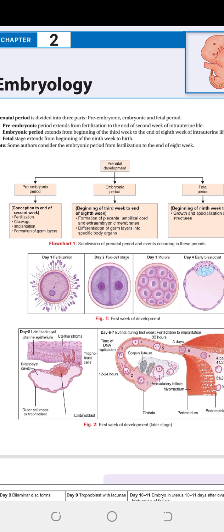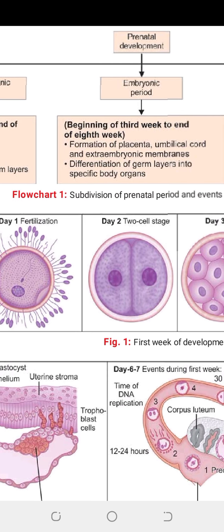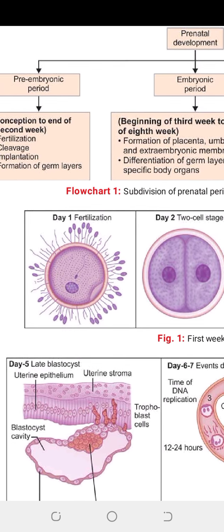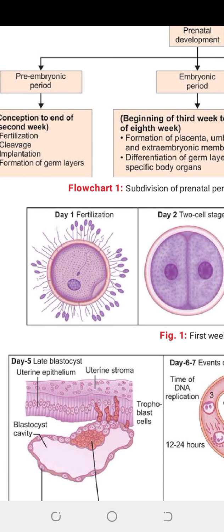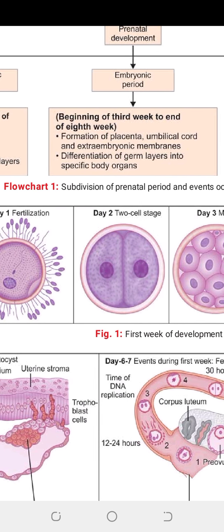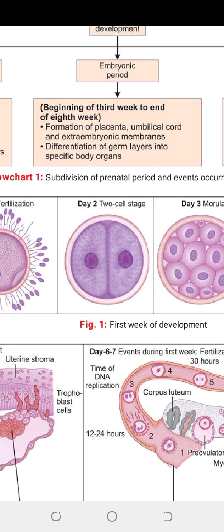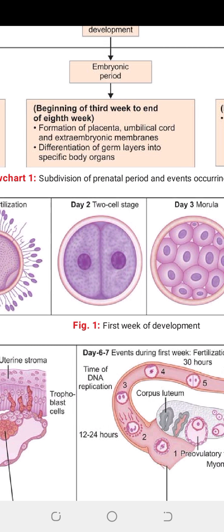Fertilization is fusion of egg and sperm. So on day one, what we call fertilization. On day two after fertilization, we have the two cell stage embryo.